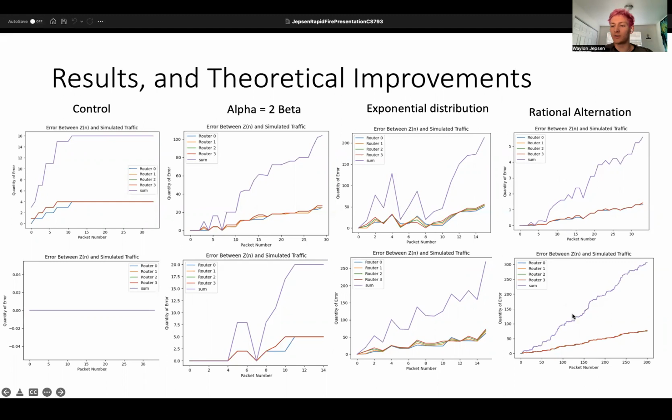In this last data, we actually alternate alpha between 1/4 of beta and 1/3 beta. And we can see that alpha actually processed a monumental amount more packets because of how much smaller the packet sizes were. So this does make sense. All of these are the error between the actual traffic and what the model predicted in multiple TCP connections.